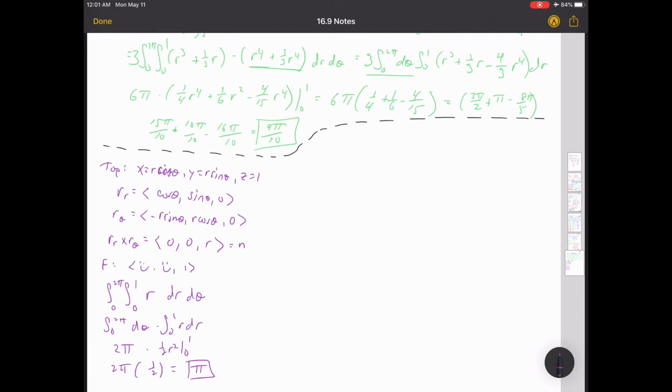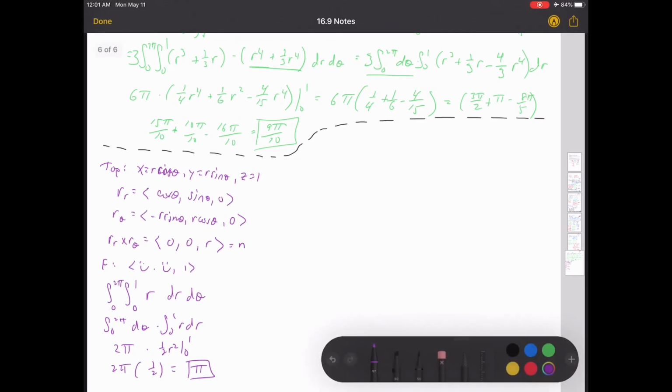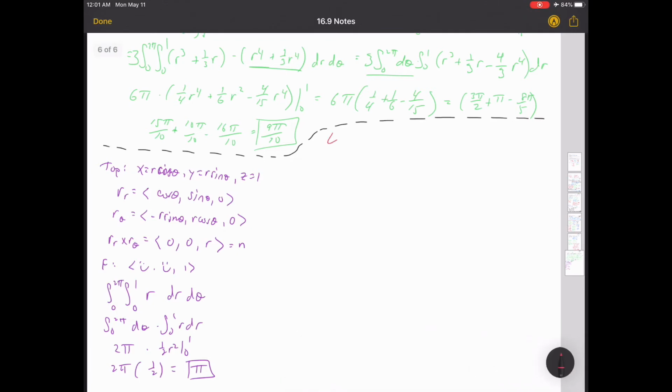This lateral face is kind of the messy one. So let's go ahead and start the lateral face, or lateral side, or however you want to say it. Again, I'm going to use the same parameters. X equals r cosine theta, y equals r sine theta. And in this case, because z is not just a constant, z once again from the top is r. That's what z is in terms of r and theta.